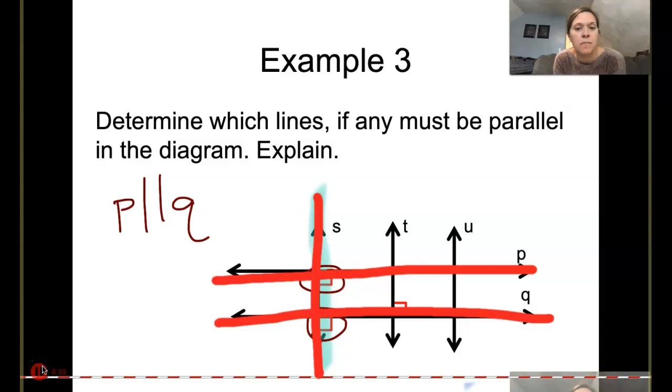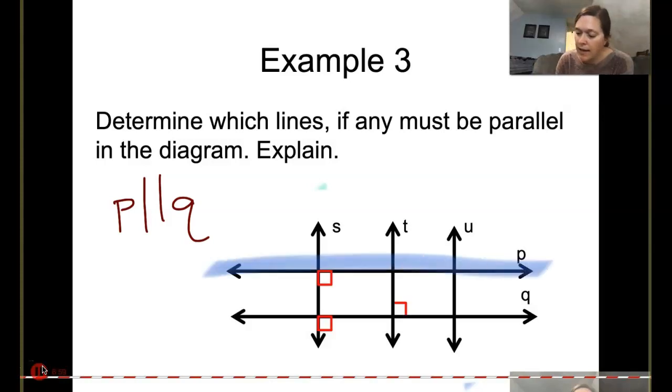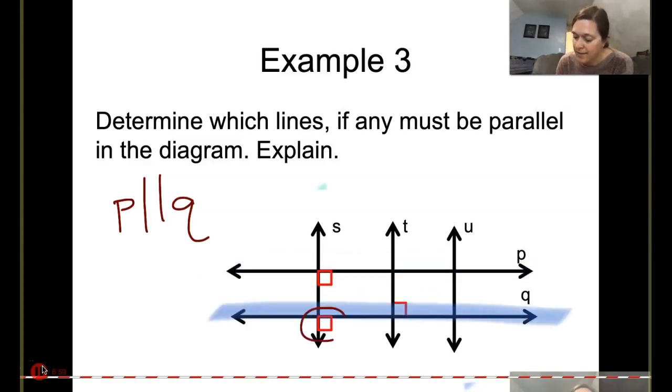Okay. All right, so now let's look at another situation that could occur. Let's look at our up and down lines to see if any of those are parallel. So now think about P being a transversal. Well, I have S being perpendicular to P, but T is not perpendicular to P and U is not perpendicular to P. So P is not going to be helpful. Now let's go down and look at Q. Notice S is perpendicular to Q and T is also perpendicular to Q. So because both S and T are perpendicular to Q, they are going to be parallel to each other.